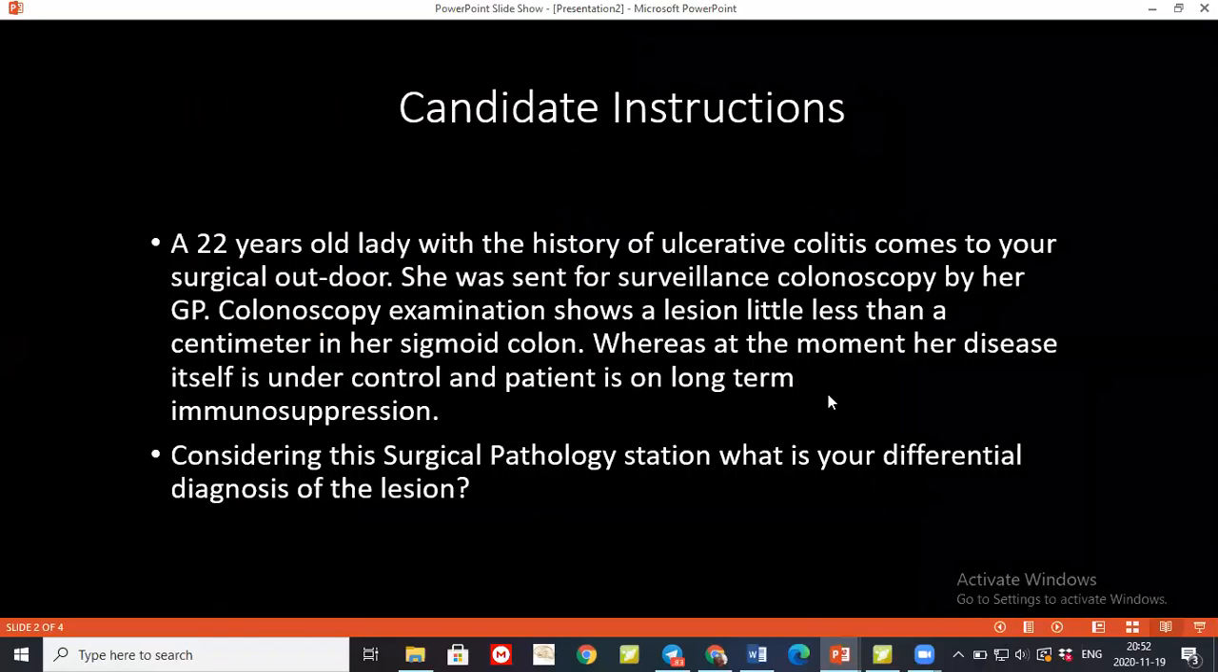According to your grading and staging, how would you grade and stage this patient's condition? Less than 1 centimeter in sigmoid colon. So what level is this?